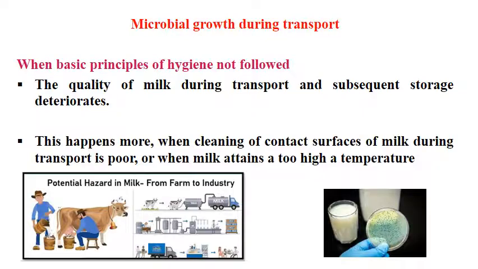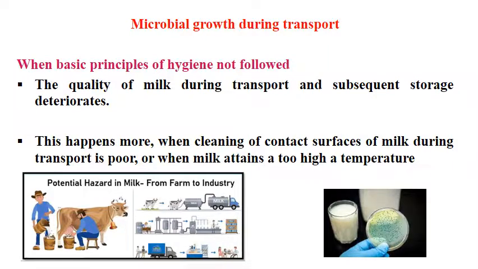Now we will discuss microbial growth during transport. As we have seen previously, during transport microbial growth can happen due to the increase in temperature, which depends on the cooling or duration or the atmospheric conditions.